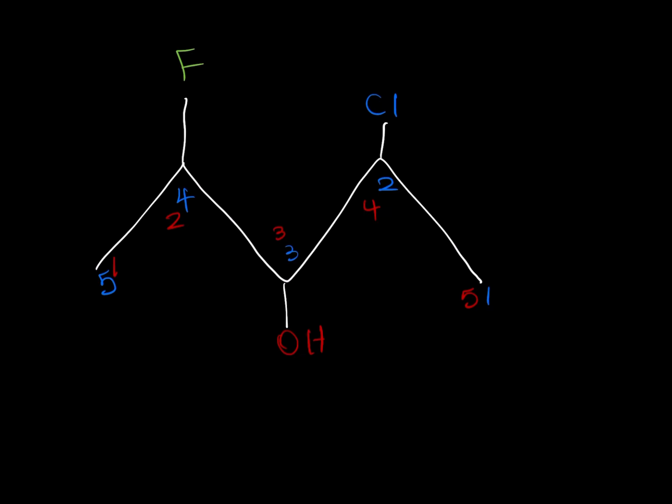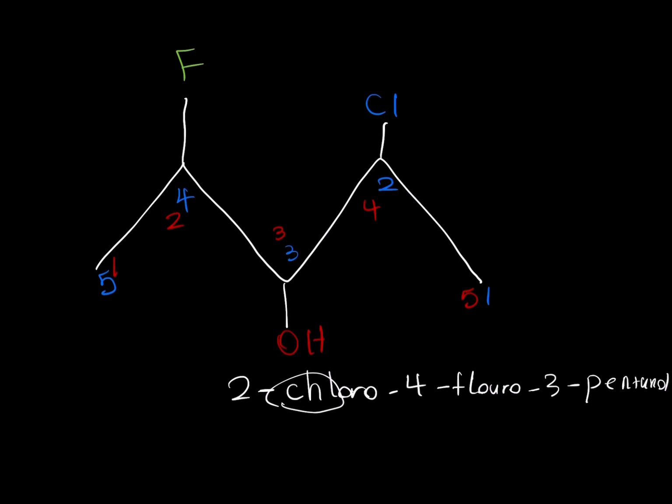So if we do from right to left, chlorine is going to be on position 2. So we would write 2-chloro, 4-fluoro, 3-pentanol. And the reason why we put chlorine, the chloro, before the fluoro is because we always want to alphabetize it. So we want the C to be before the F because C is before F in the alphabet.